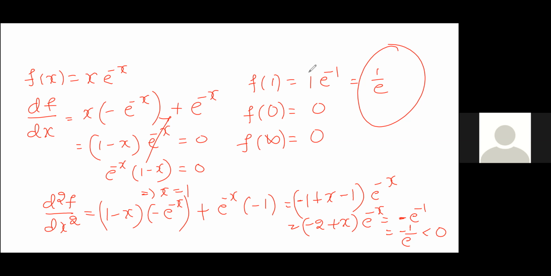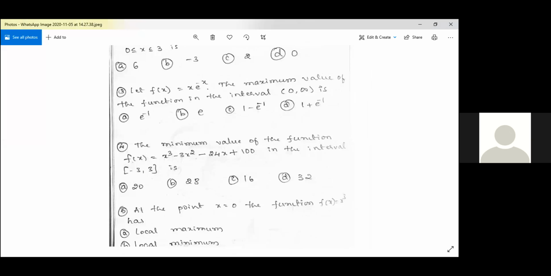Now I close this one, so we can check which is the right option. Which one? Third one, right? e raised to minus 1. So the first option, A, is the right option. The same thing applies for the fourth one also.